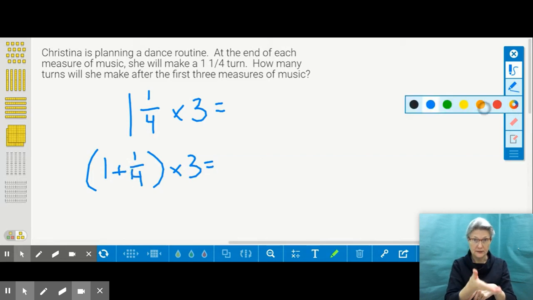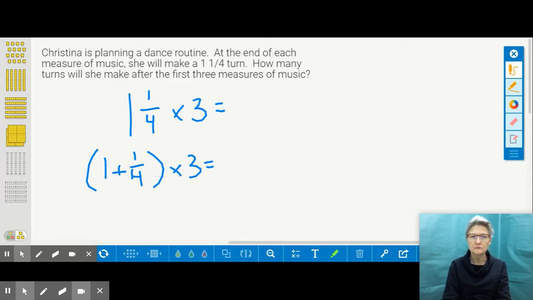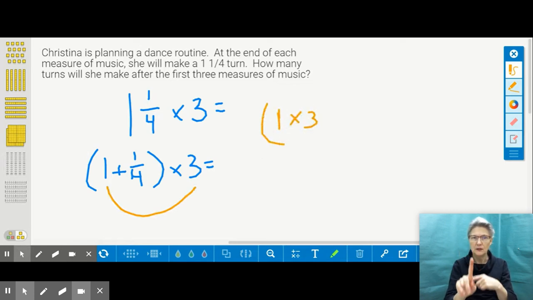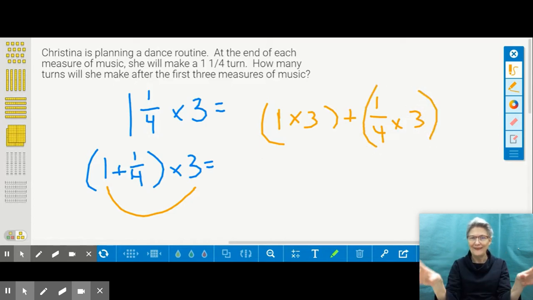I'm going to switch my colors because now I'm moving on to another step. So what I'm going to do to use the distributive property is multiply 1 times 3, and I'm going to also multiply 1/4 times 3. And then I'll add those together, because I know that 1 1/4 is the same as 1 plus 1/4.